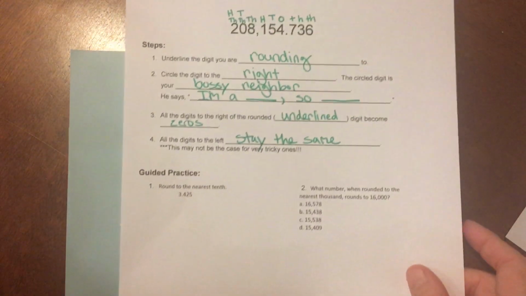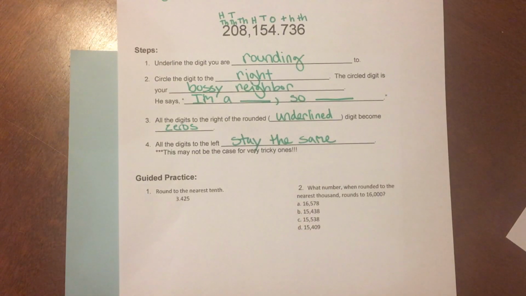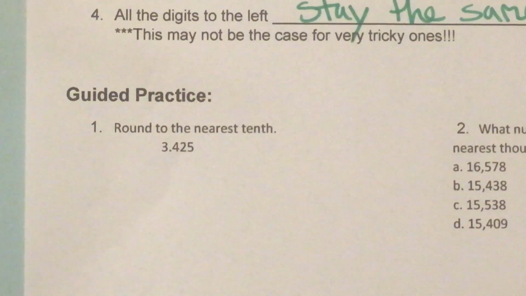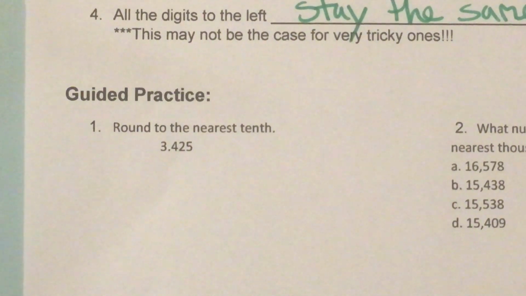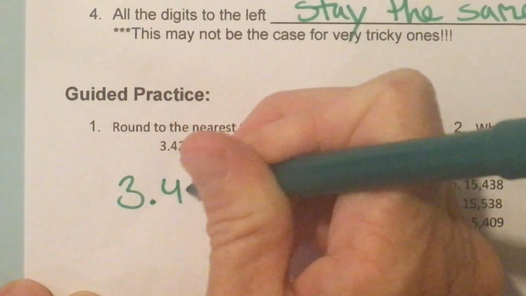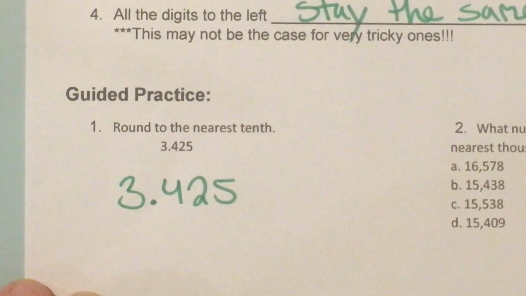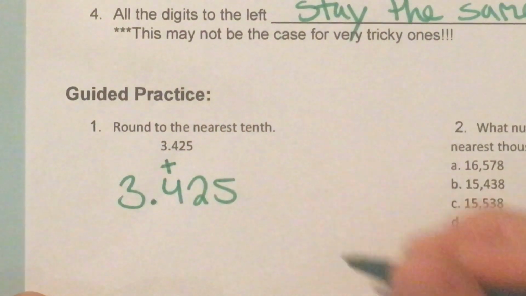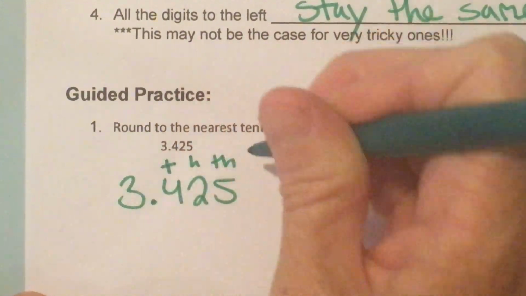All right, I'm putting down my red pen, grabbing my green pen, and let's look at this one. I'm going to zoom in so we can see this a little bit better. So round to the nearest tenth. Okay, again, I prefer to rewrite my number. So what is my tenth place value? Well, this is my tenths right there. That's my hundredths and that's my thousandths.